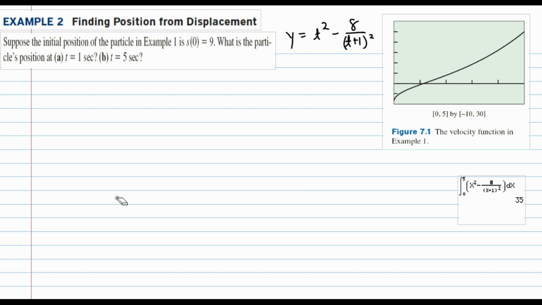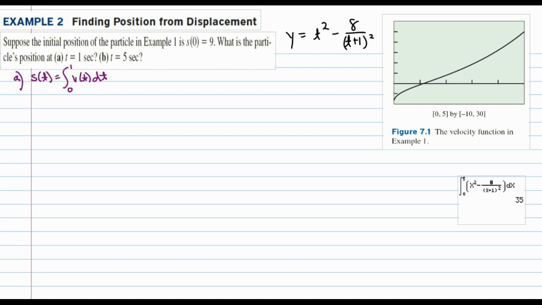So example 2, finding position from displacement. Suppose the initial position of the particle in example 1, and here's the equation over here, is s of 0 equals 9. What is the particle's position at A, t equals 1 second, and B, t equals 5 seconds? Well, the particle's position is going to depend on where it starts, and it's saying it starts at 9 units. So now we need just to find what the displacement is to know whether it goes forward a few units, backwards a few units, from start to finish.